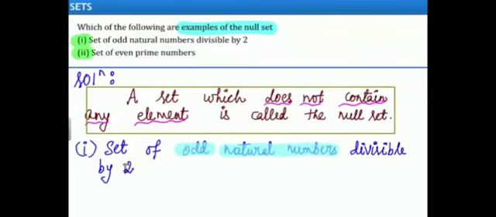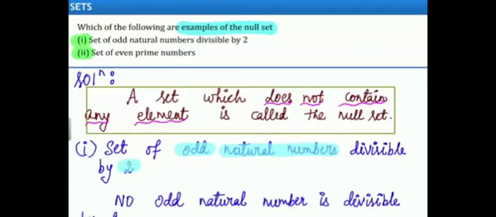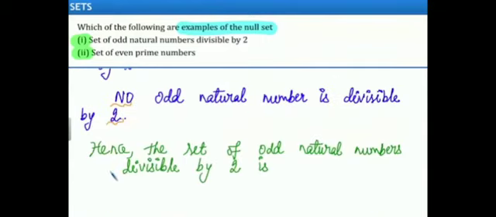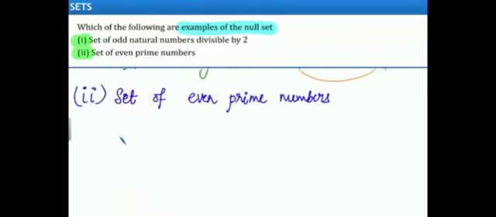Question number 1, set of odd natural number divisible by 2. So no odd natural number is divisible by 2. Hence the set of odd natural number divisible by 2 is an example of null set, right? You have to just check which set is a null set.